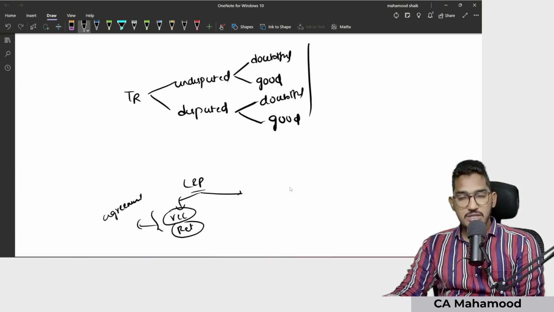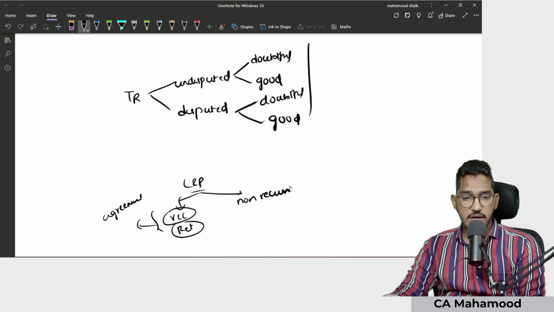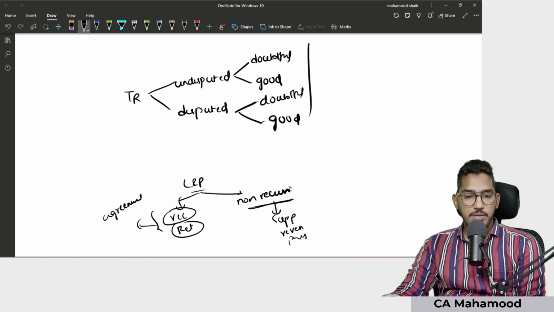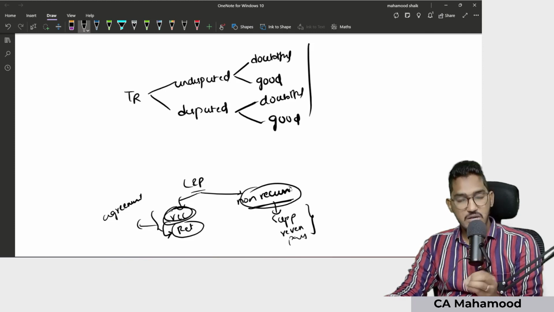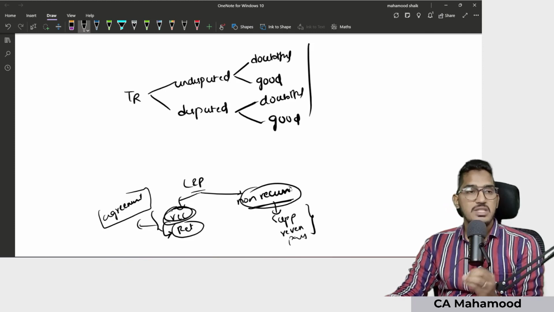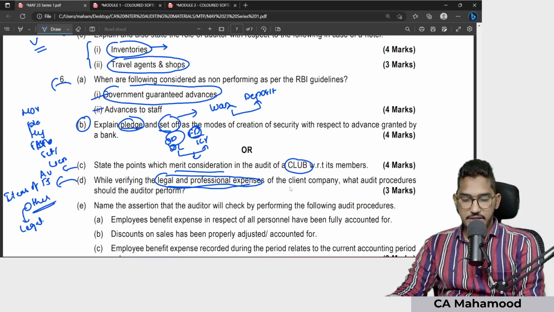And in legal and professional charges, whatever non-recurring expenses are there, like case fighting charges, etc., we will verify the common attributes, like checking the supporting documents, whether they fulfill the criteria of revenue expenditure, and whether the payment has been done appropriately. Those common attributes we will check for non-recurring expenses. But for recurring expenses, especially retainership fees and retainership agreements, we will check the agreements entered into with the lawyers. Clear? So that you need to write here.